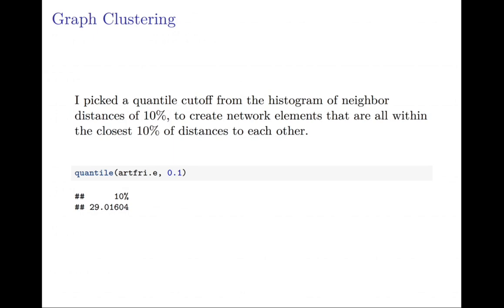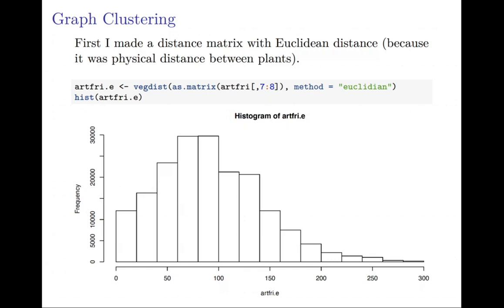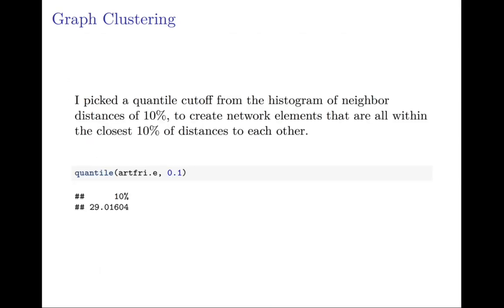What I did is I picked a quantile cutoff of 10% from the histogram of neighbor distances. Basically, if you look back at this last histogram, I asked what's within the first 10% of that distribution. Those are the 10% nearest neighbors to every plant. What's that distance cutoff? I used that 10% to create a network, with network elements that are all within the closest 10% of distances to each other. The 10% quantile of that histogram is 29 meters, and so 29 meters became my distance cutoff for all points.